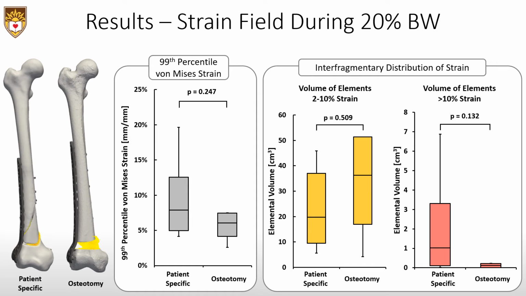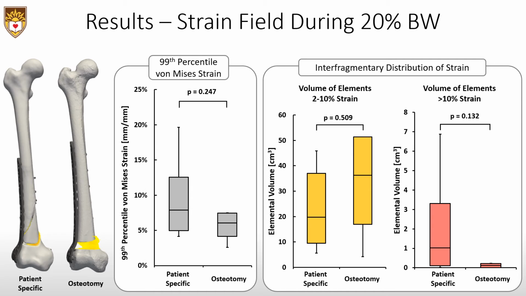Again, because we have this strain field around the 3D fracture lines, we can query how much volume of the interfragmentary zone is experiencing what strain state. If we look at the volume of elements in the 2 to 10% strain range, shown in gold, we see large volumes that are experiencing strains that have been reported to be conducive to secondary fracture healing. All of the patient-specific models represent cases that went on to successful clinical union.